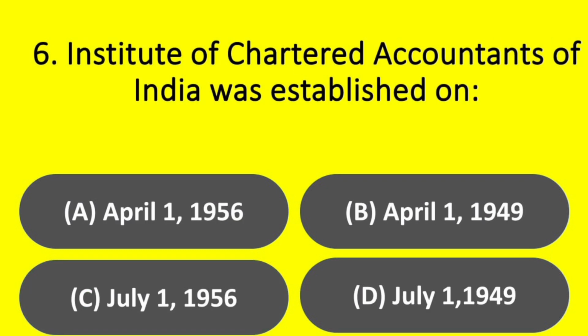Institute of Chartered Accountants of India was established on: Option A: April 1st, 1956. Option B: April 1st, 1949. Option C: July 1st, 1956. Option D: July 1st, 1949. Answer: option D: July 1st, 1949.